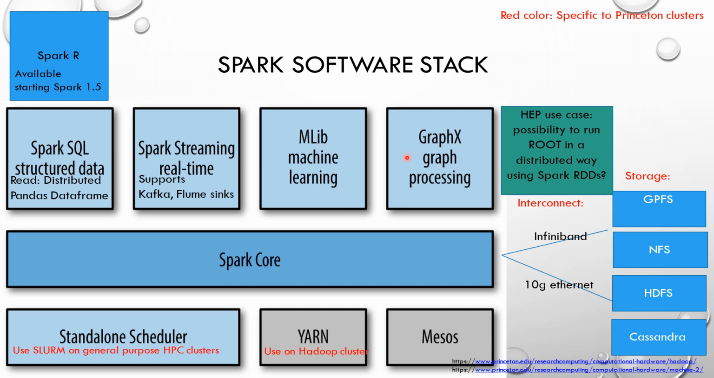GraphX is a library for manipulating graphs, for example a social network friends graph, and performing graph-parallel computations. Like Spark Streaming and Spark SQL, GraphX extends the Spark RDD API, allowing us to create a directed graph with arbitrary properties attached to each vertex and edge. GraphX also provides various operators for manipulating graphs.